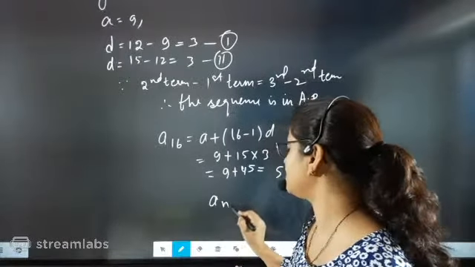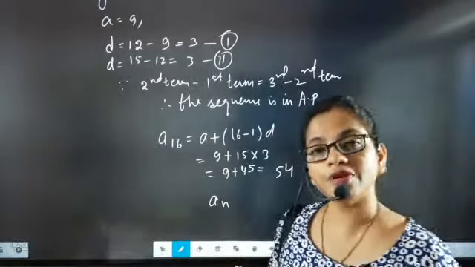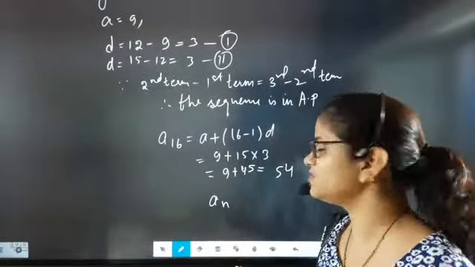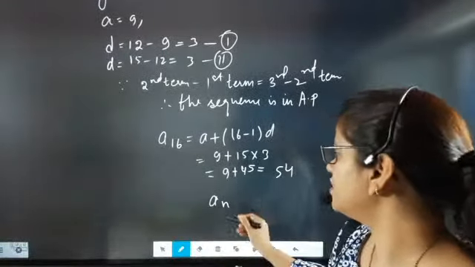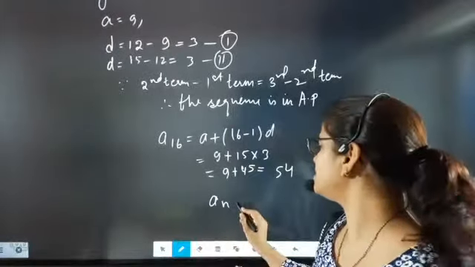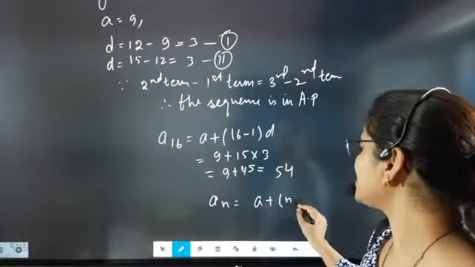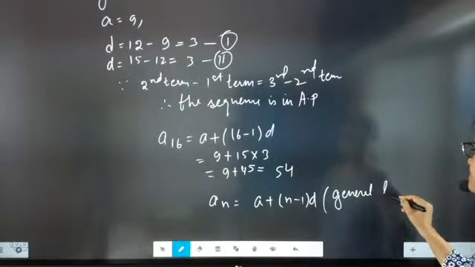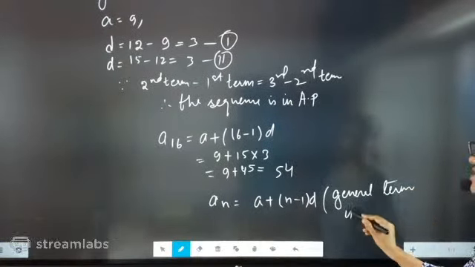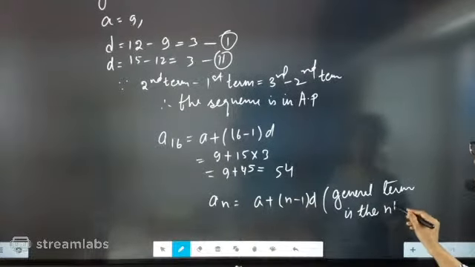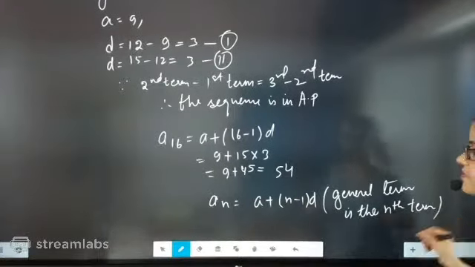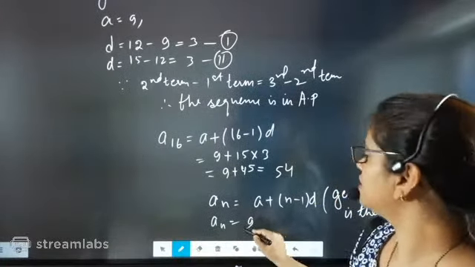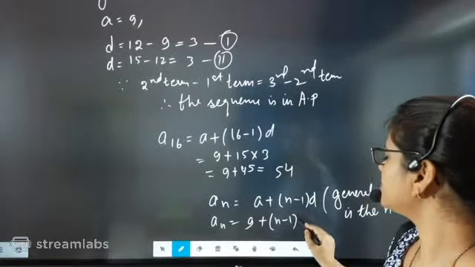Whenever they use this word, general term, na beta, general term is nothing but an. an is the general term, which means the nth term is the general term. So I am just writing: general term is the nth term, so that you will always remember this one, beta. General term is the nth term. Now beta, here an is equal to a, which is 9, plus n minus 1 into 3.